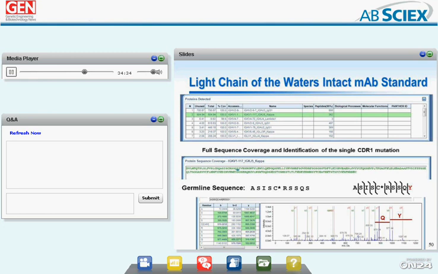CDR1 mutation. Our germline shows in the bottom of the slide the CDR1 peptide where it has a S to Y mutation, and that is the only identified DNA mutation in the light chain.